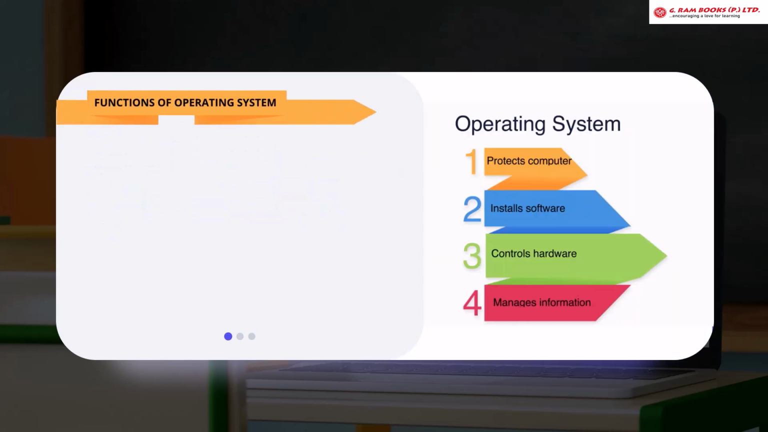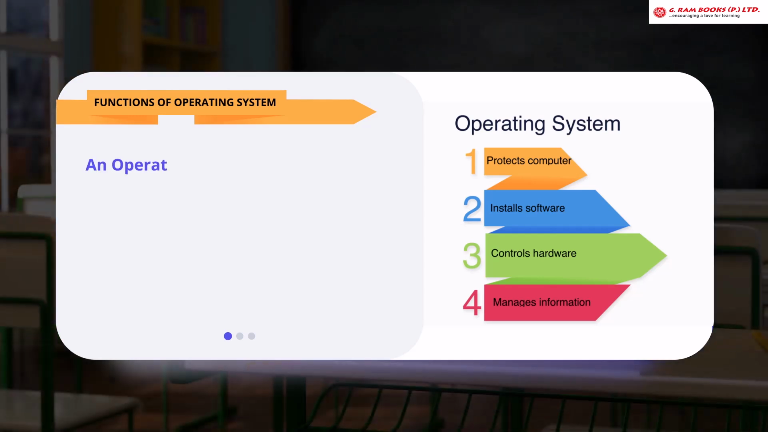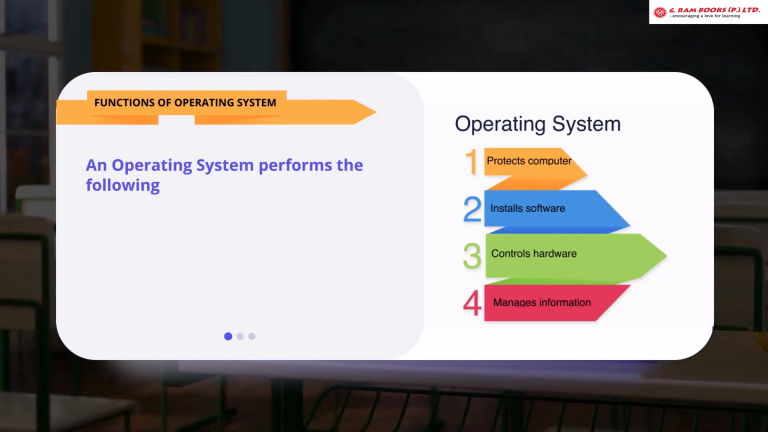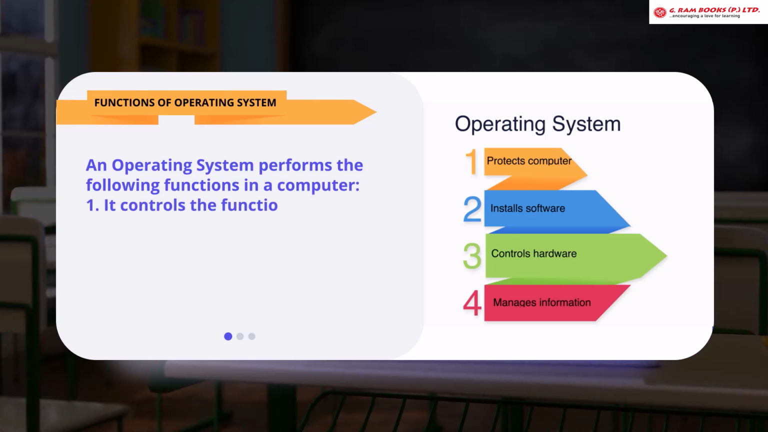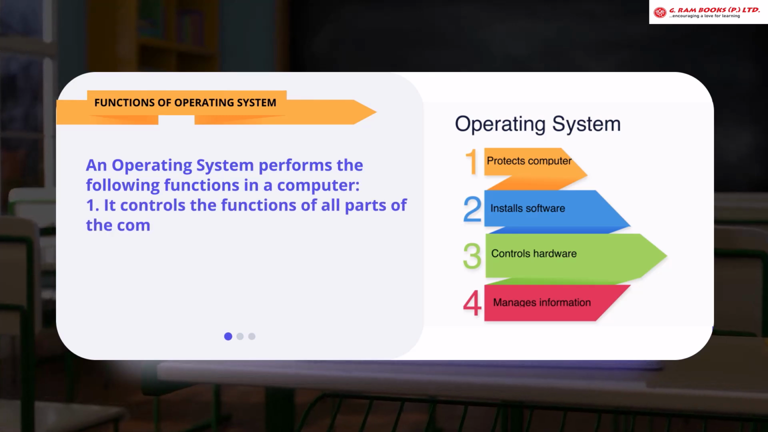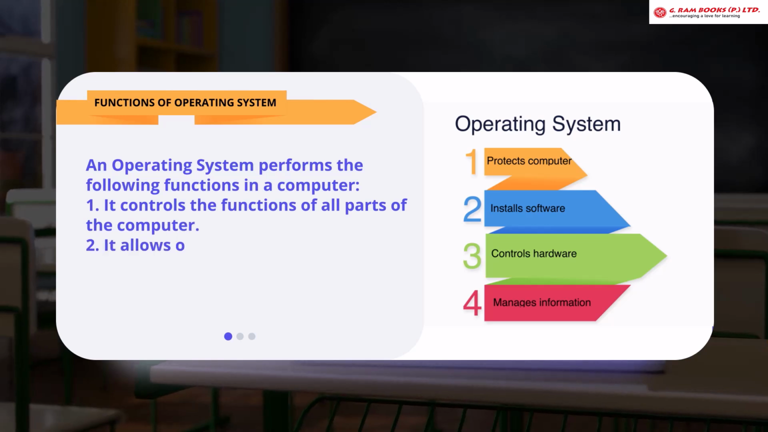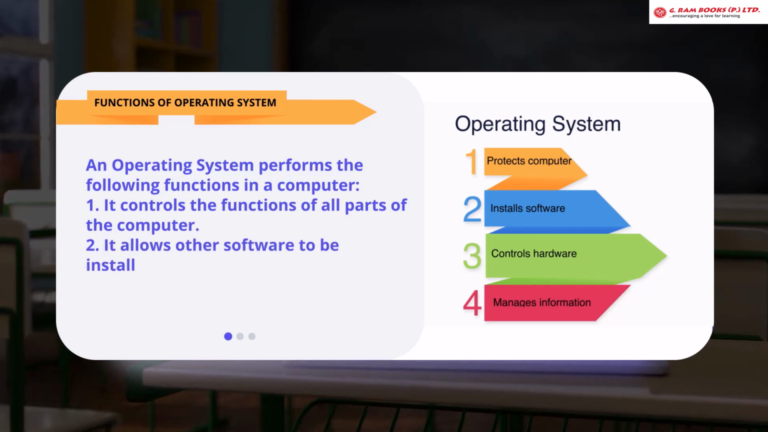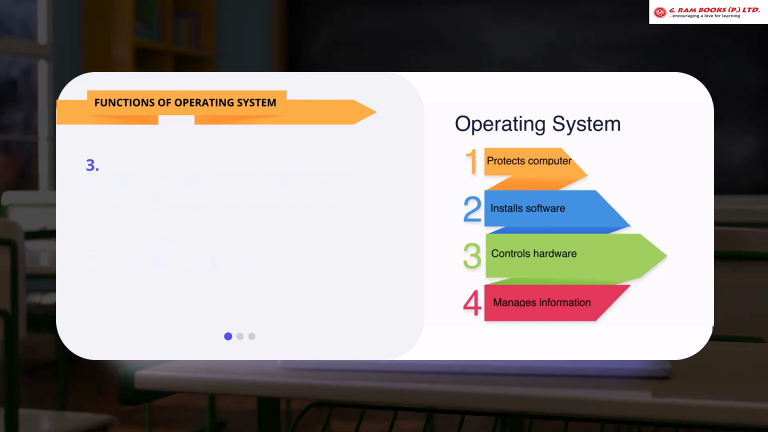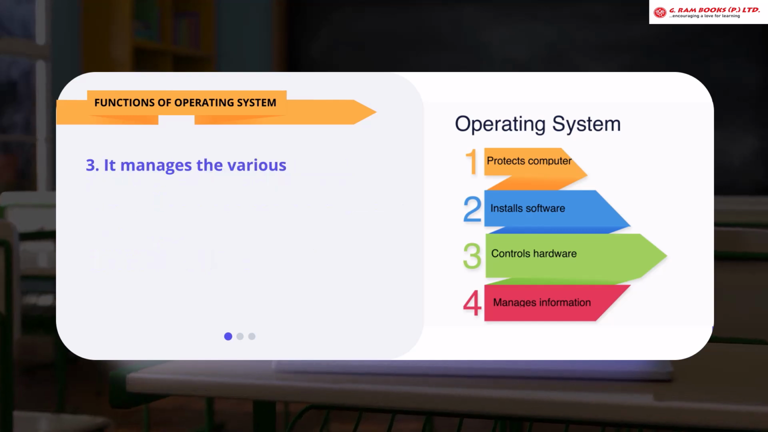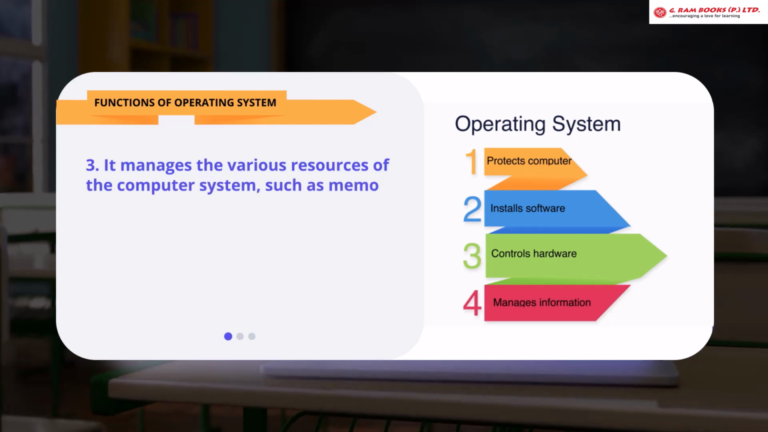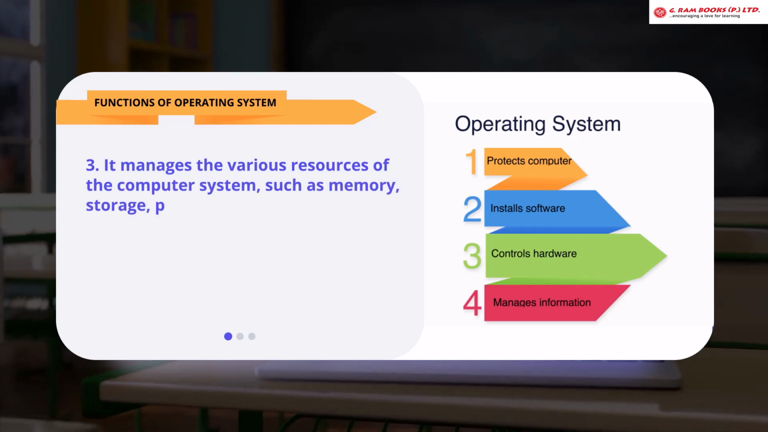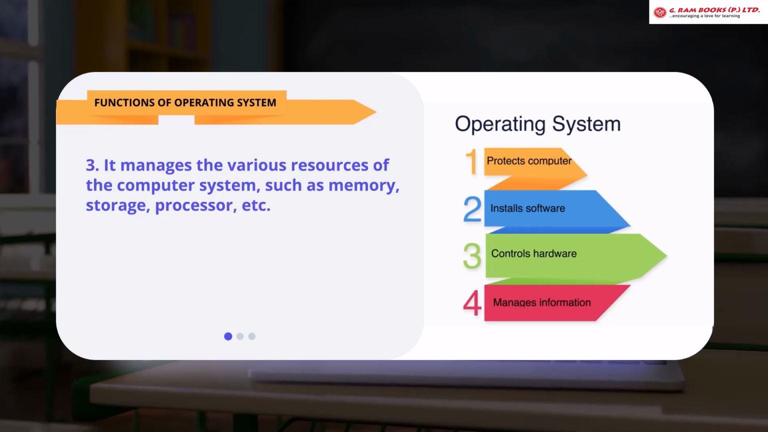Functions of operating system. An operating system performs the following functions in a computer. 1. It controls the functions of all parts of the computer. 2. It allows other software to be installed in the computer. 3. It manages the various resources of the computer system, such as memory, storage, processor, etc.